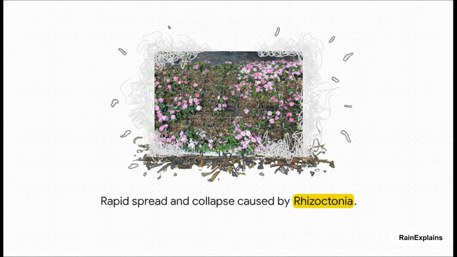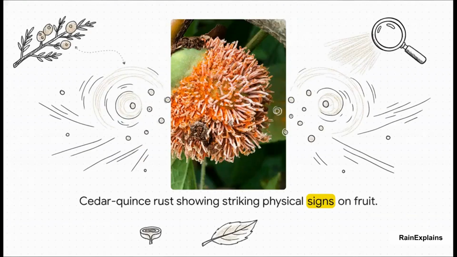And then we have symptoms like blight. Blight is kind of a broad term, but it usually means a really rapid, devastating death of plant tissue. Just look at this flat of impatiens. The insanely fast spread and total, utter collapse of these plants is caused by a fungal pathogen called Rhizoctonia. It races through the soil via tiny fungal threads, rotting the stems right out and causing a sudden, totally catastrophic failure of the entire plant. It's brutal.